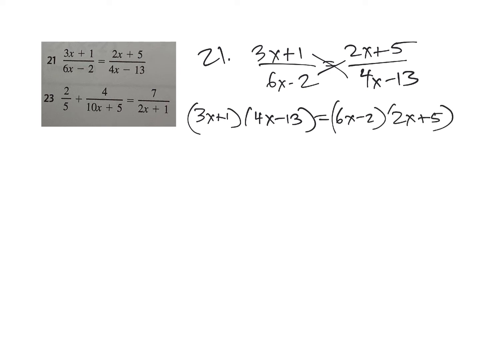So you have to recognize when you can cross multiply and when you can't. Only when there's two fractions, one on the left and one on the right. If you have multiple terms, you can't do it. Now we do what we've been doing.